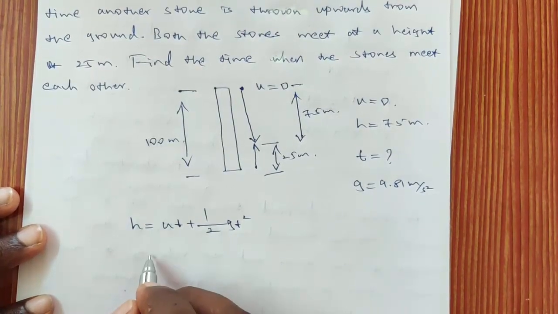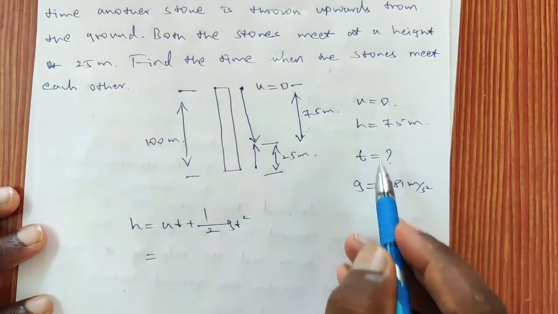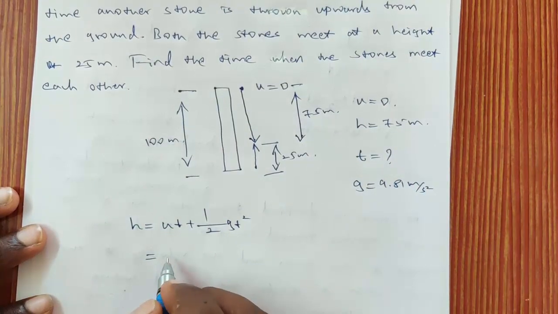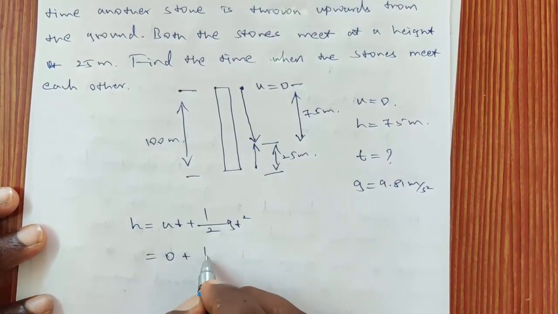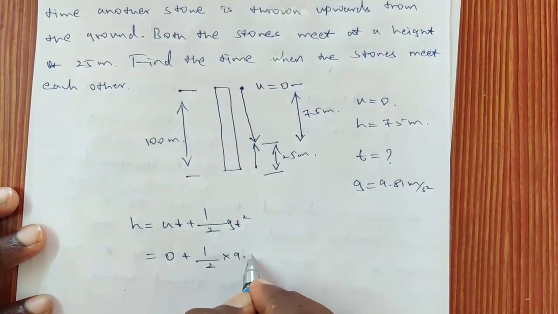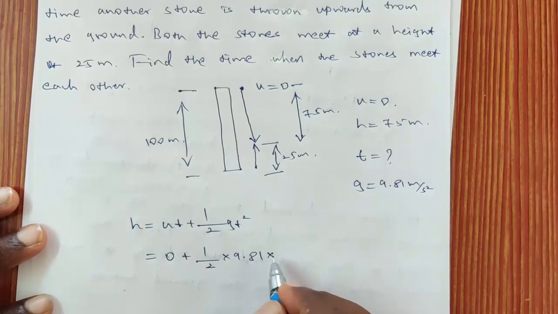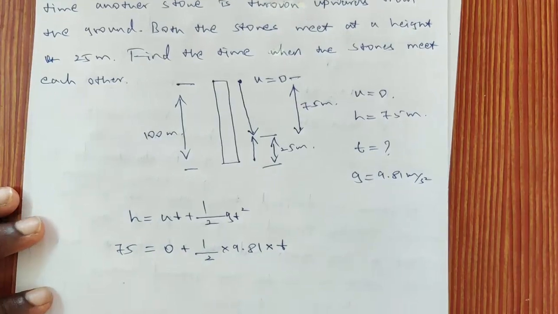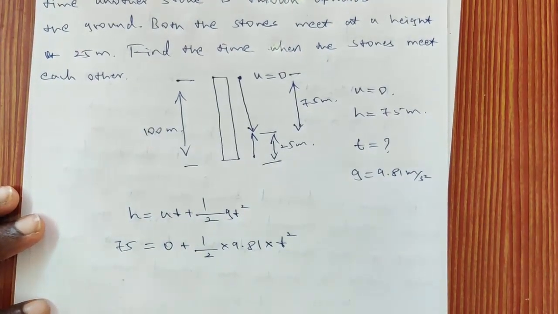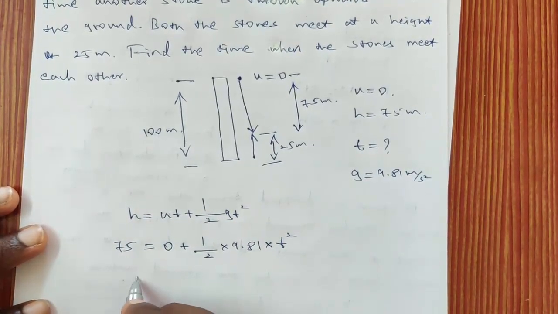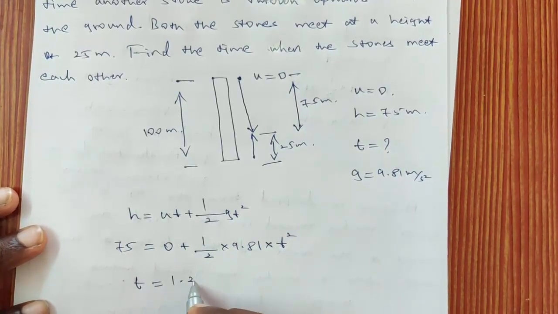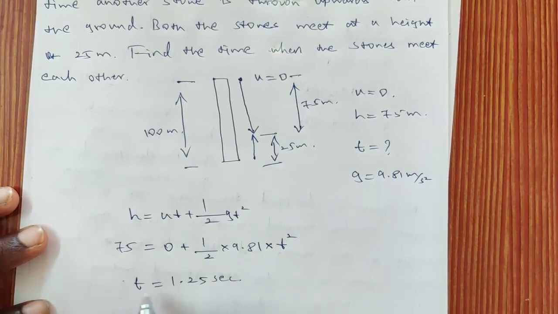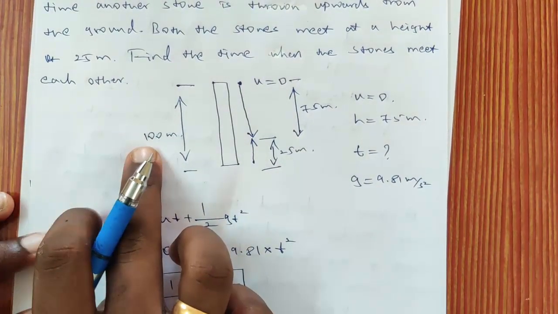So substitute the value of u, h and t. So u is 0, so plus half into 9.81 into t square. The h is 75. So if you solve this equation, you will get t is equal to 1.25 seconds.